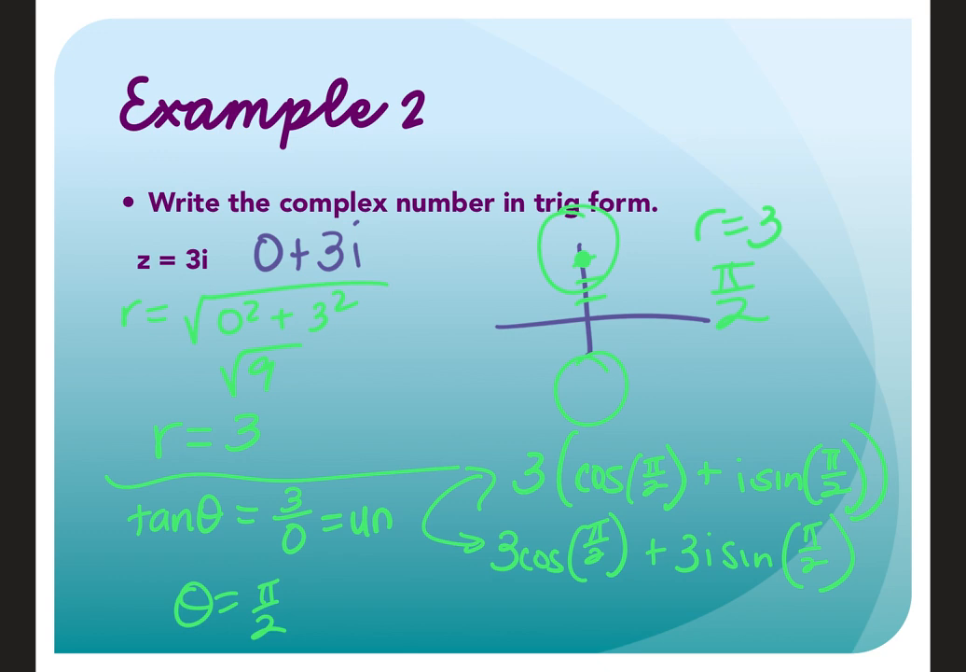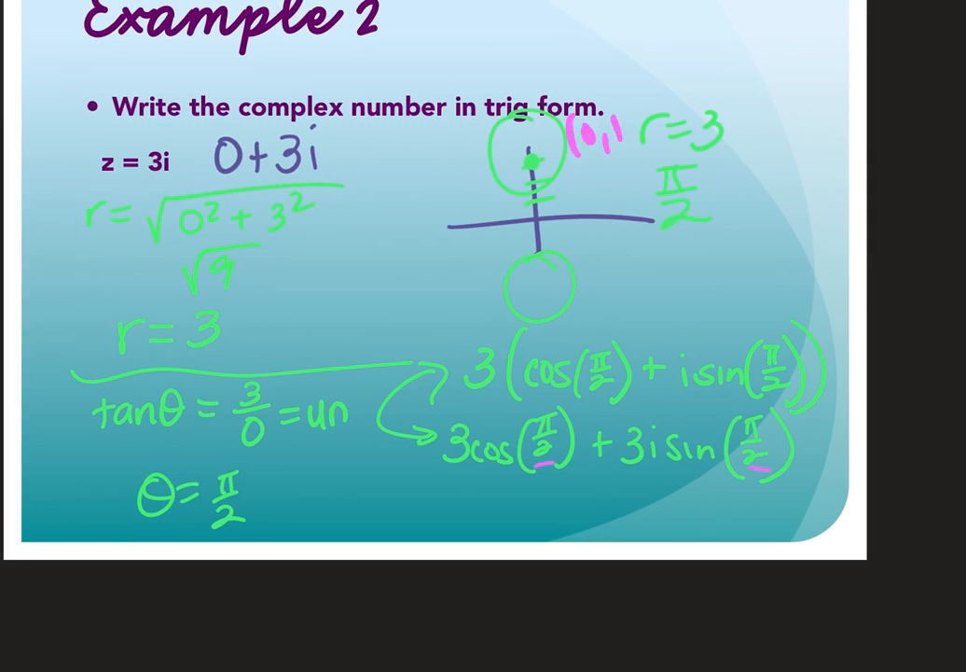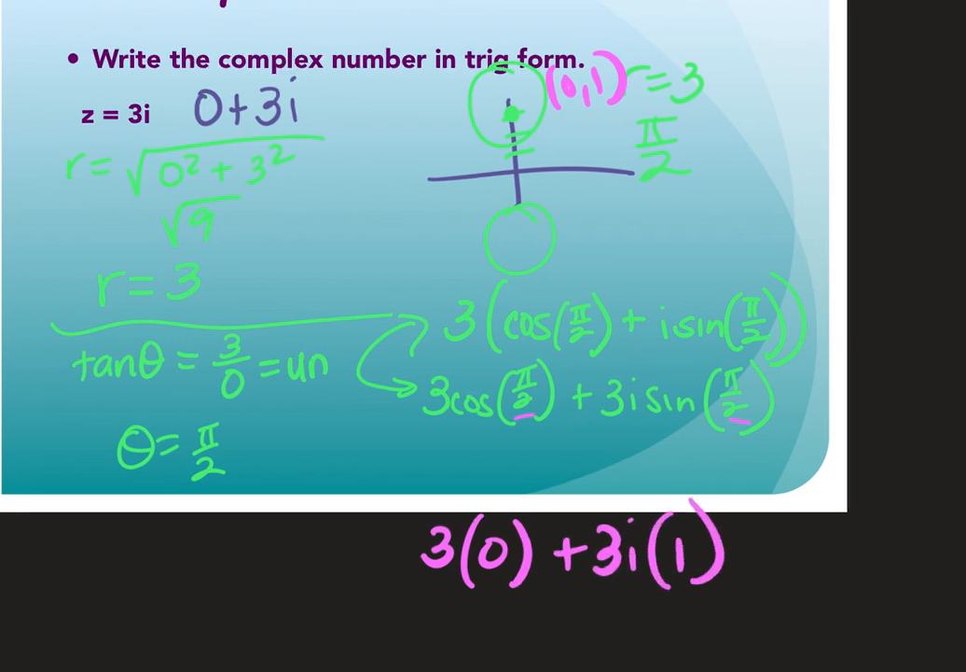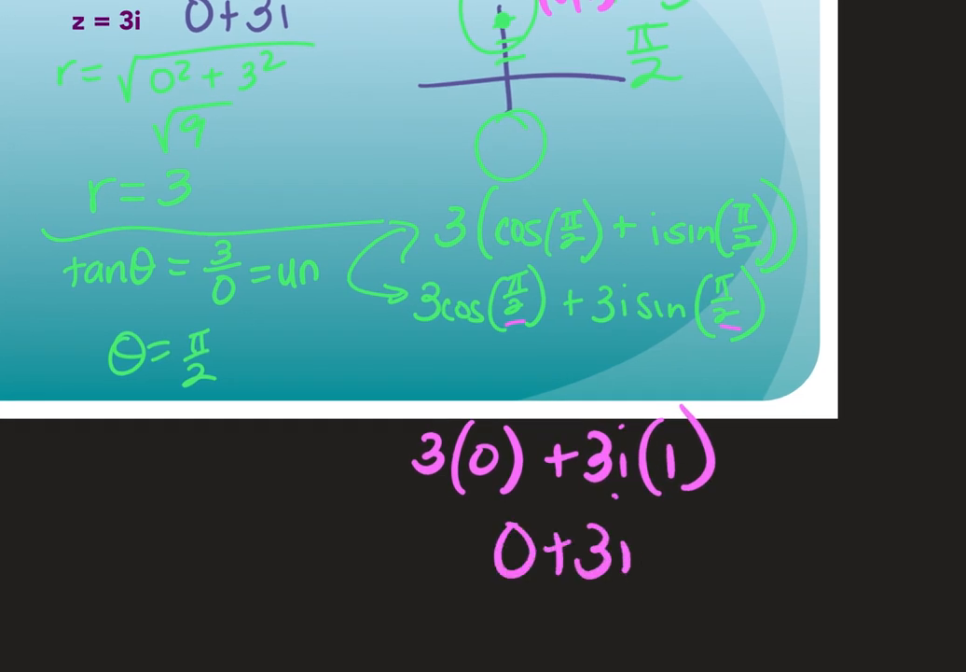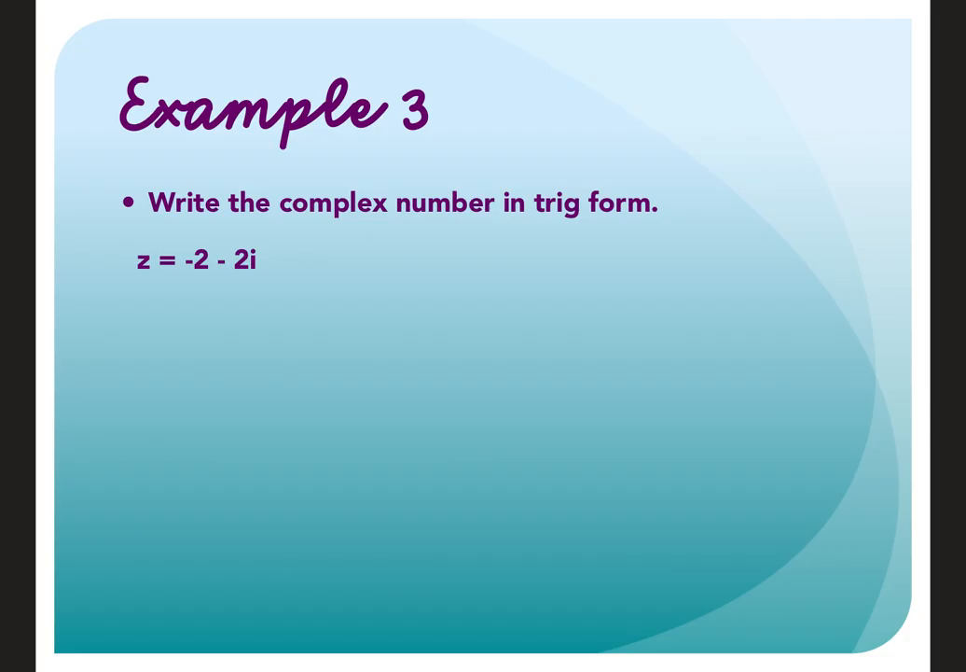And if you wanted to check this answer, you would literally go, okay, what is pi over 2? Well, the coordinate point at pi over 2 is 0, 1. And the cosine there is 0. And the sine there is 1. And I would end up with 0 plus 3i, which goes back to your question. Okay, so these all can be checked. Questions on that one? All right.